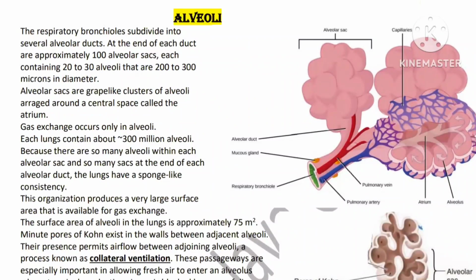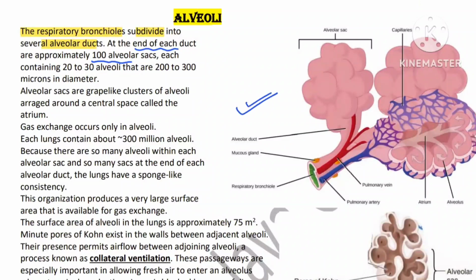In this video, we are going to study the detailed structure of alveoli. Now see, you know very well, the respiratory zone consists of respiratory bronchioles, alveolar ducts and alveoli. So see carefully, the respiratory bronchiole is divided into many alveolar ducts. And at the end of each alveolar duct, you have nearly 100 alveolar sacs.